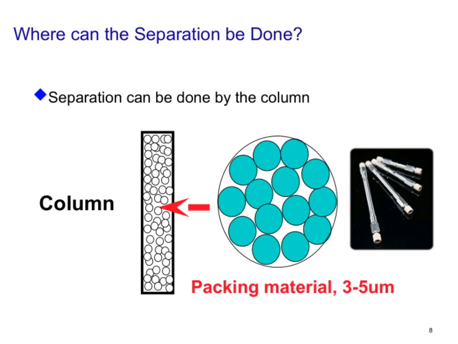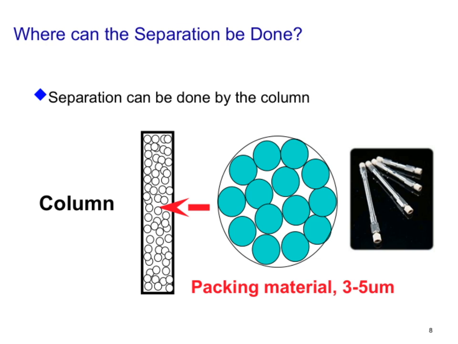All right, let's talk about the packing material first. When we're dealing with separation, a common choice is a packing material with particle sizes around 3 to 5 micrometers. This size range is quite effective because it provides a good balance between surface area and flow resistance, which is essential for efficient separation. Now, moving on to the separation process itself. It can actually be performed right within the column. The column acts as the main arena where the separation happens, thanks to the packing material we just discussed.